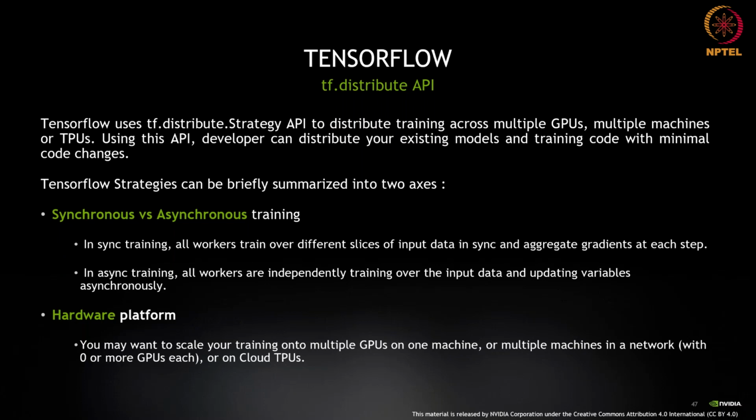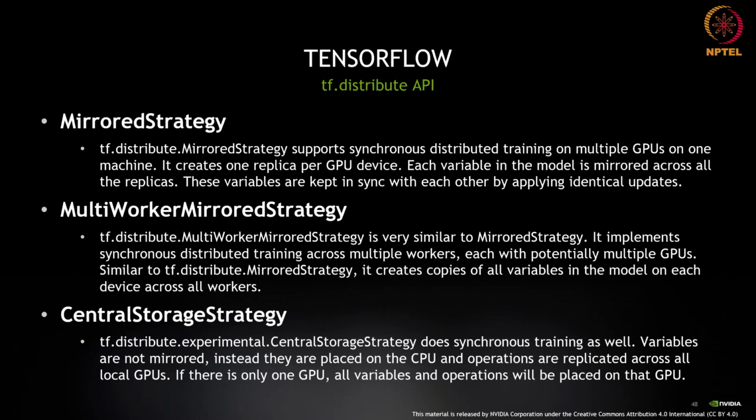TensorFlow uses an API called the distribute API. In this distribute API, you can choose different things and there are different strategies. You can choose synchronous communication or asynchronous communication. You can also choose the platform. It can run on multiple types of distribution: you can run it on pure CPU nodes, on Google TPU, or on the GPU. You have to define the strategy for, say, a TensorFlow version.